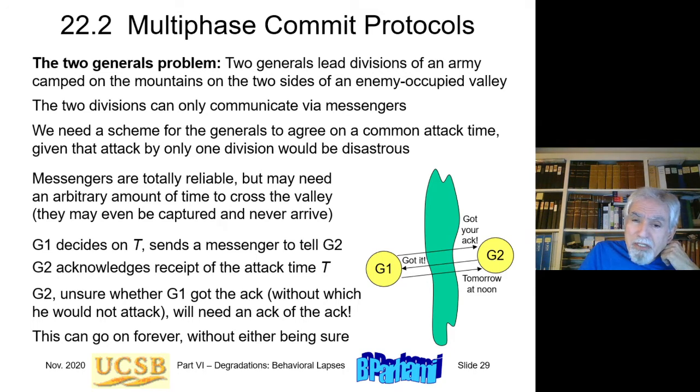But the second messenger, the acknowledgement messenger, may not get through. So General 2 has no way of knowing that General 1 got the acknowledgement. And of course, if General 1 does not get the acknowledgement, he will not attack. That's part of the protocol they've agreed on. So General 2 sitting here has no way of knowing whether General 1 got the acknowledgement.